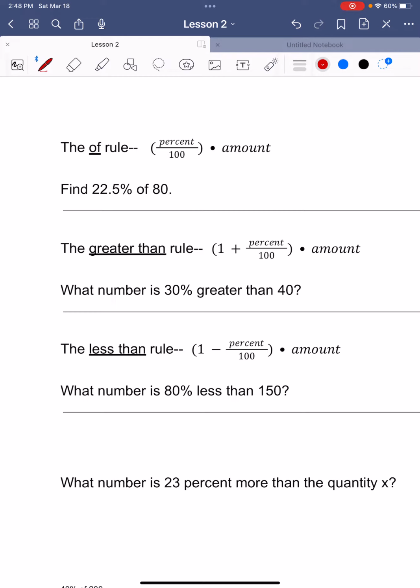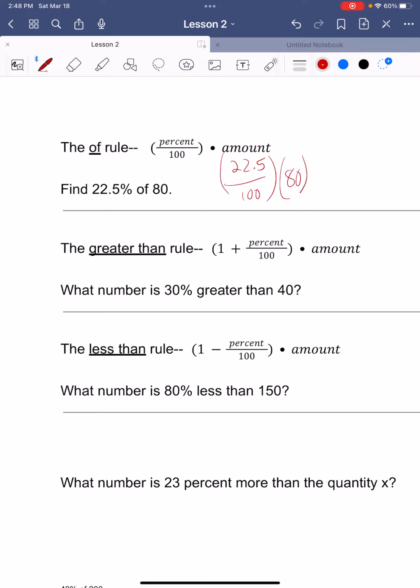All right, let's start with the of rule. If we want to find a percent of another number, we divide the percent by 100 and multiply by the amount. So in this case, 22.5% of 80, we divide the percent by 100. So 22.5 divided by 100, and we multiply by our amount, 80.